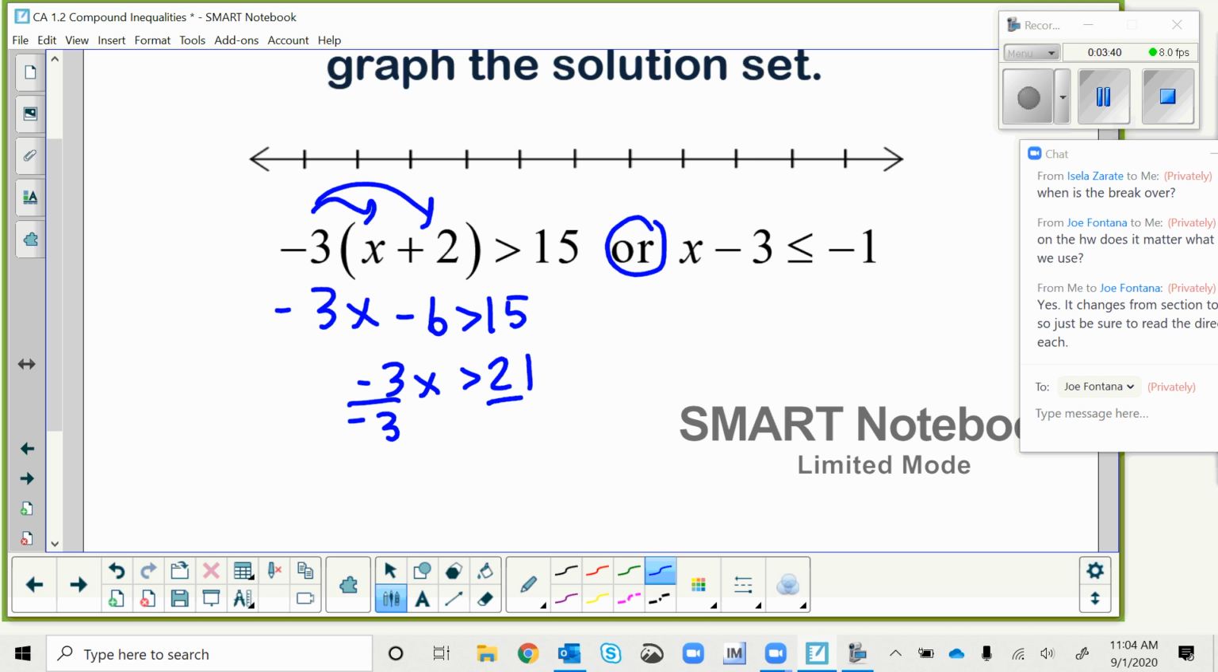So distribute. That's -3x minus 6 greater than 15. Add 6 to both sides, so -3x is greater than 21. Dividing by -3, and this is where bells should be going off in your head. I mean, not literal bells. When you divide by a negative number, you flip the inequality symbol to the other direction. If you forget to do that, you will change the outcome of your answer.